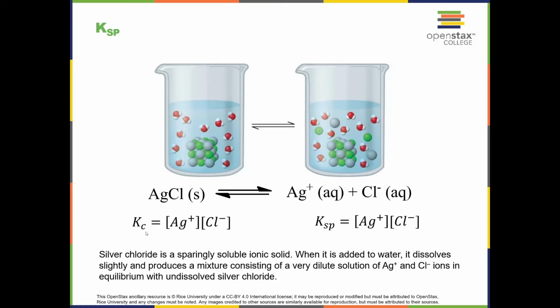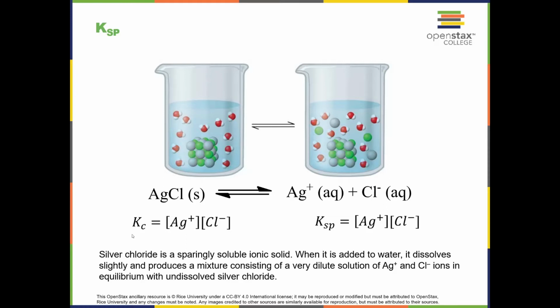We could write a Kc expression for this. The Kc is products over reactants, Ag+ times Cl- over AgCl. But what you notice here is it's not over anything. Why not? Because AgCl is a solid. We only put aqueous species and gases into our Kc expressions; we don't put liquids and solids into them.